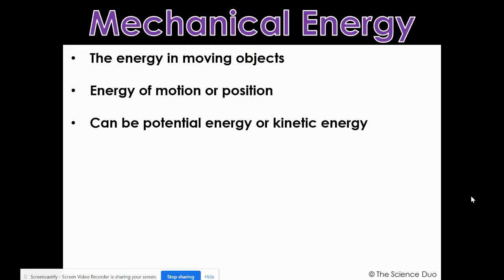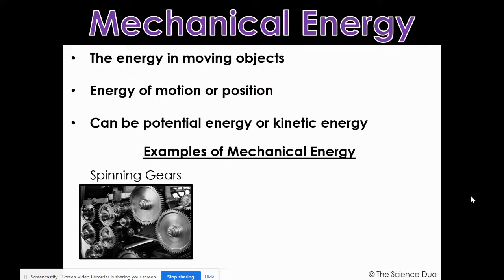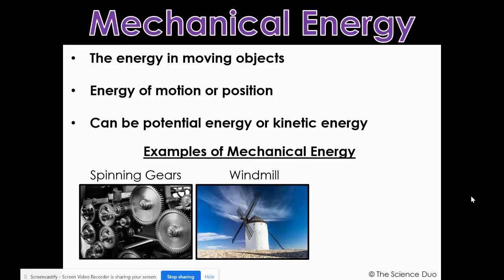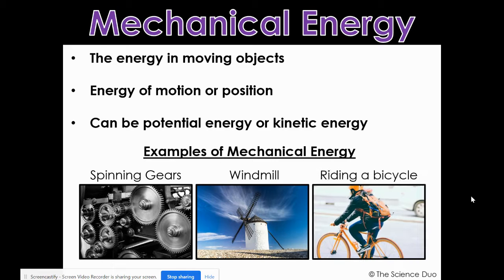So when you are in a swing, at the very highest peak of your swing, you have all potential energy. Then your swing kind of comes down through the curve. And as you're moving, that's kinetic energy. At the very bottom of your swing, you have no potential energy left. You're not going to go down any higher. And as you move up again, you have a combination of potential and kinetic energy. So some examples are spinning gears, a windmill, riding a bicycle.